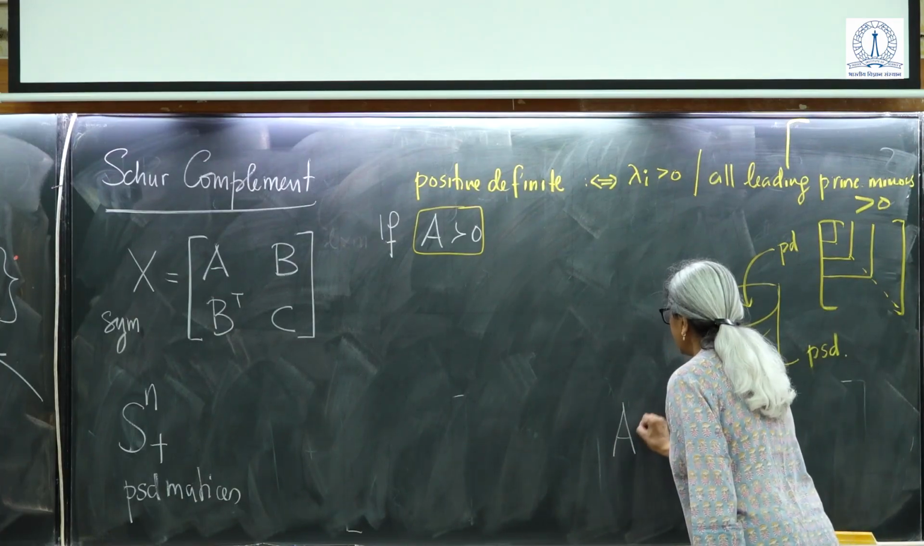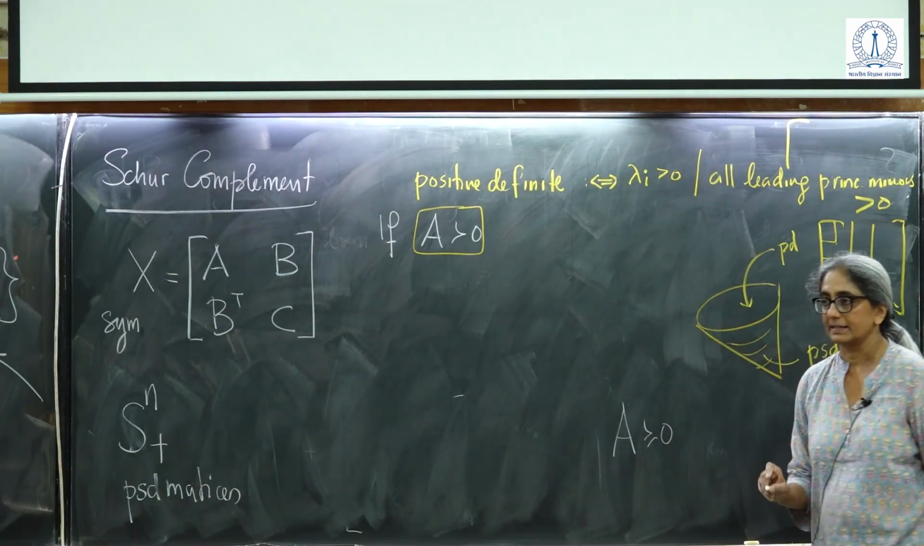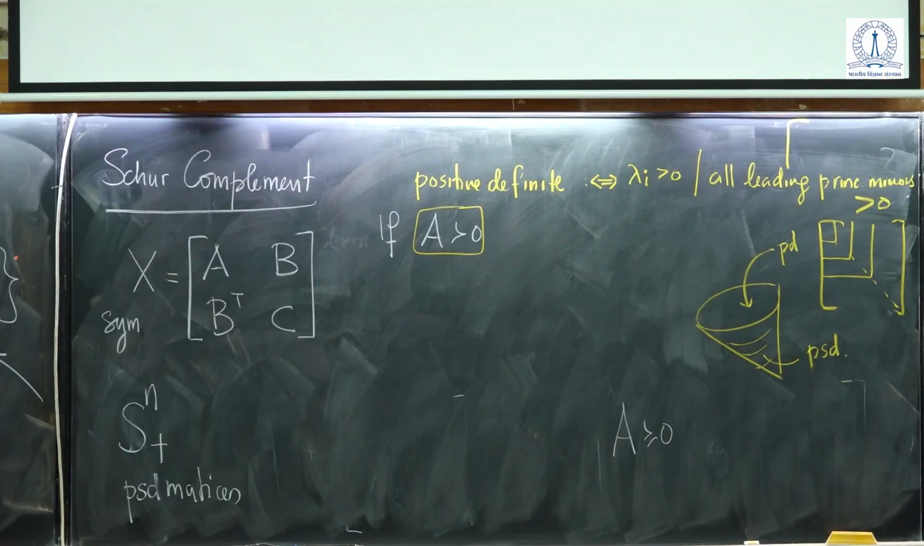A PSD, positive semi-definite, just PSD. Okay, so the eigenvalues are non-negative. What happens to the eigenvalues if you scale a matrix positively? It just scales, right? The eigenvalues scale. So if they are non-negative to begin with and your scaling is positive, still non-negative eigenvalues, right? So it's a cone. That's a cone.